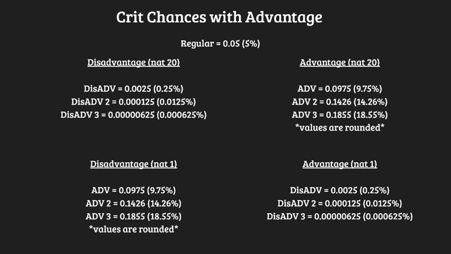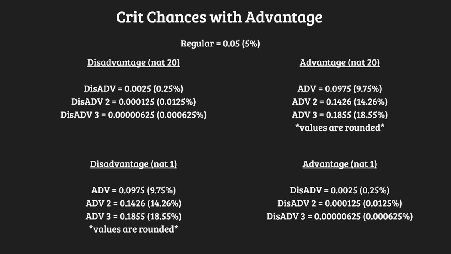The advantage 2 is 14.26. This value is rounded. It's actually 14.265, I believe. And advantage 3 is a 0.1855 or an 18.55% chance. So as a rule of thumb, you can think about it as, with greater levels of advantage, you're basically doubling, tripling, or quadrupling your crit chance. But it is always a little bit lower than that.